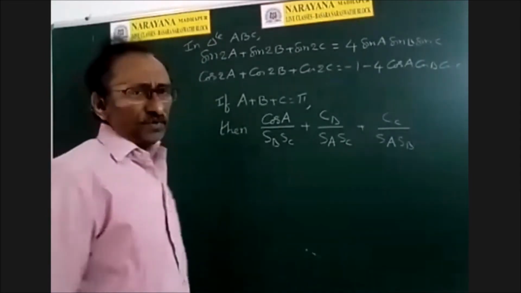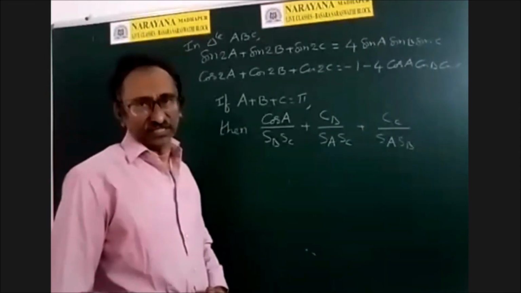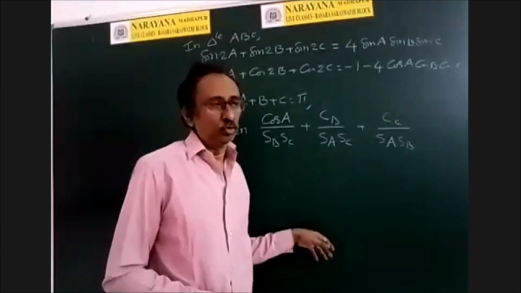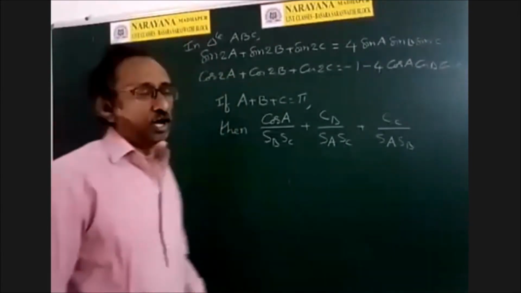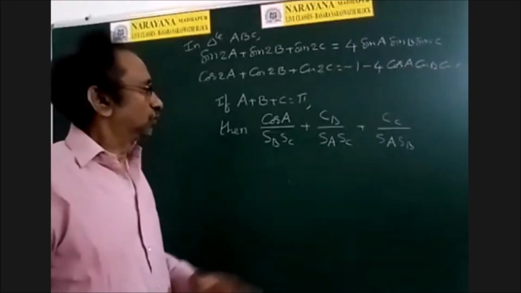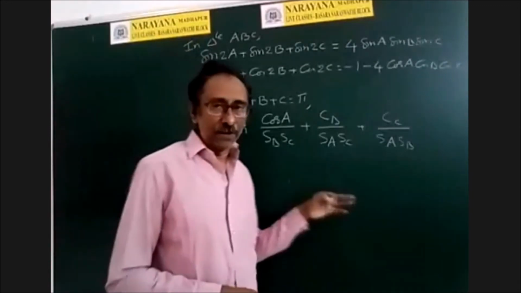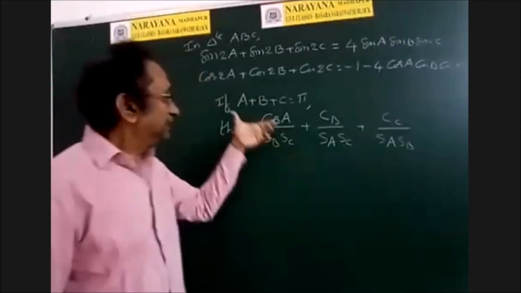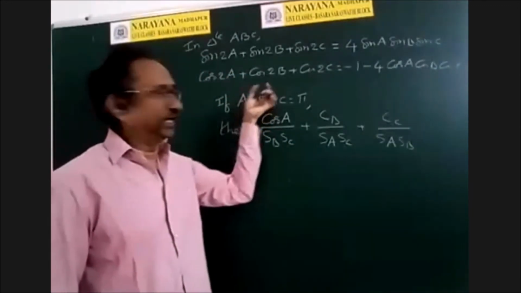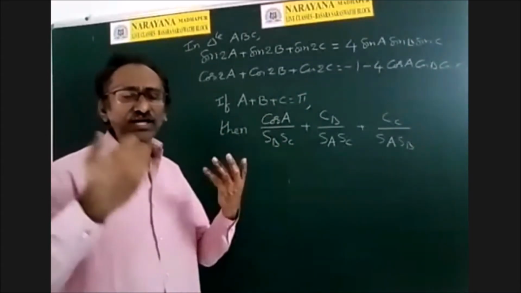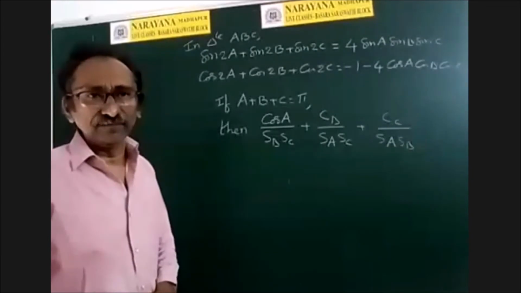But see, first you can cheat the paper setter. Definitely. So if the multiple answer type is there, 2, 1, 2, 4 like that, or there is integer type also, whenever A plus B plus C is equal to pi, since the number is constant, for any values of A, B, C such that the sum is pi, you will get the fixed answer. Therefore, always take an equilateral triangle. That is the best one.